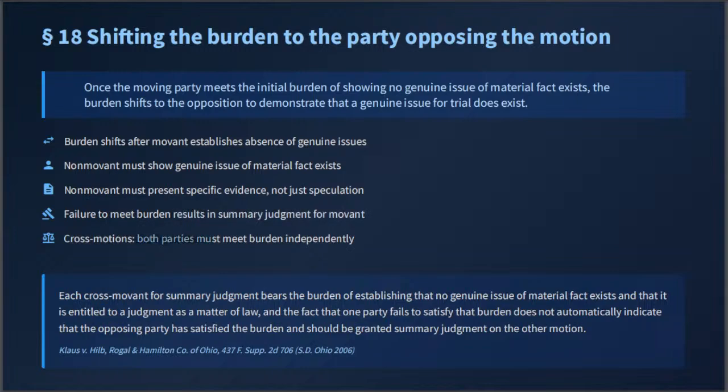Cross motions: both parties must meet the burden independently. Each cross-movant for summary judgment bears the burden of establishing that no genuine issue of material fact exists and that it is entitled to judgment as a matter of law. And the fact that one party fails to satisfy that burden does not automatically indicate that the opposing party has satisfied the burden and should be granted summary judgment on the motion. Now, that's an interesting one there. That's Klaus versus Rogel and Hamilton of Ohio, 2006, Southern District. Let's move along.